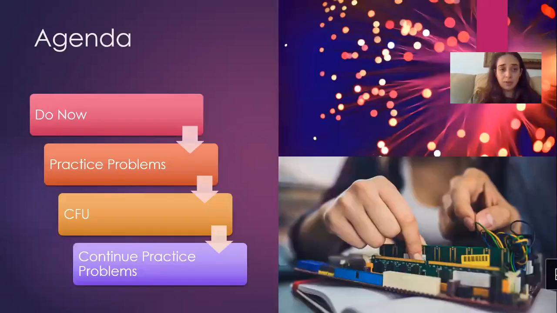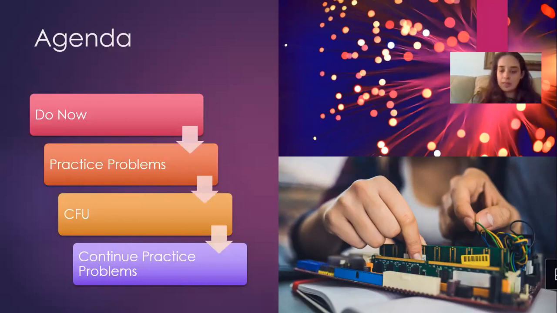The first thing we're going to start with is our do now. Then we're going to move on to some practice problems. Then we'll go over one of the questions, make sure we're all on the same page, and then we'll finish the class with practice problems. After that, that will conclude this unit, and tomorrow you will be having an assessment on this. So you'll have another Google quiz, and depending on your teacher, it should be counting as classwork. It depends on your school.